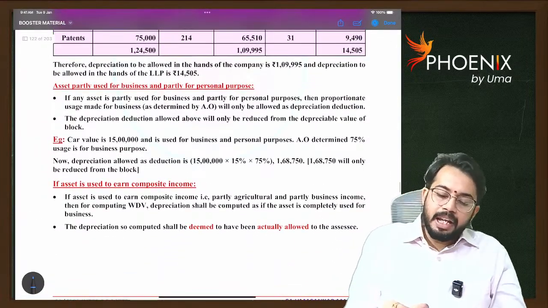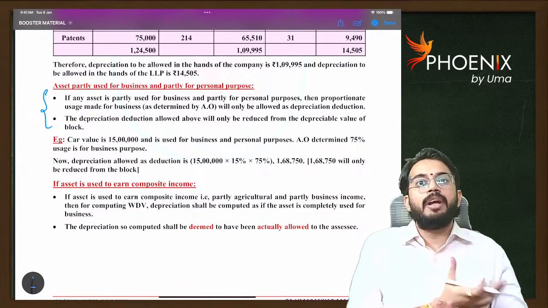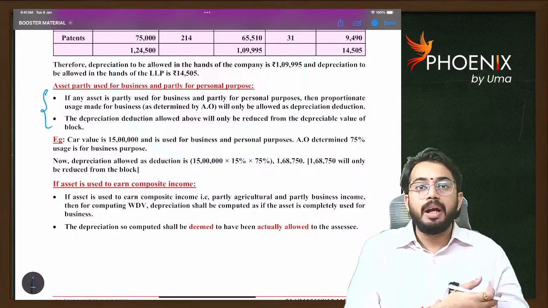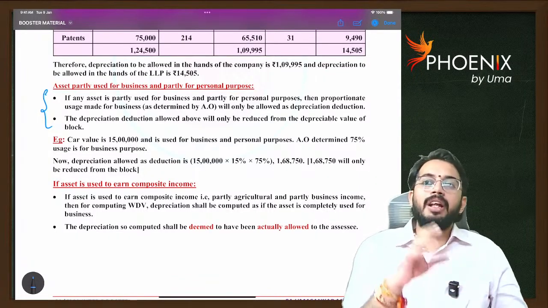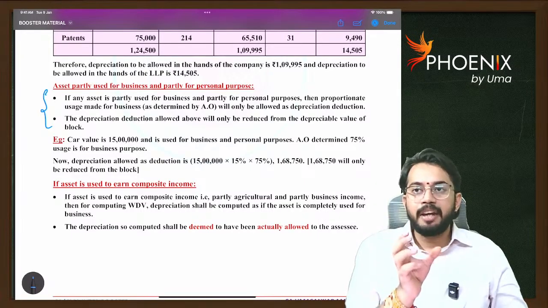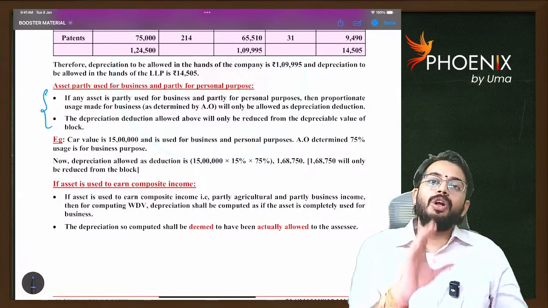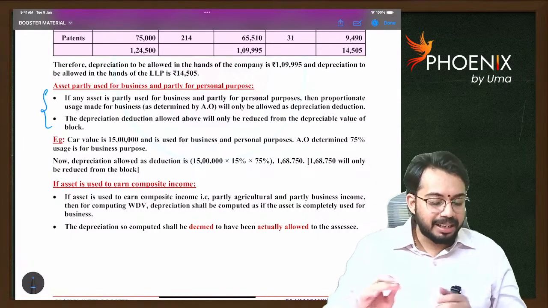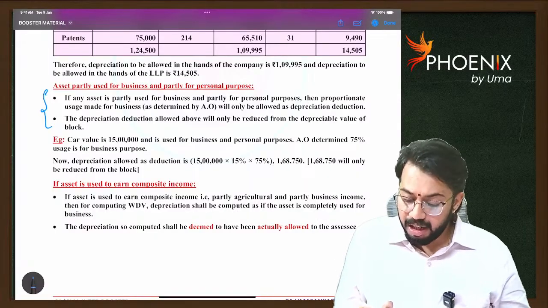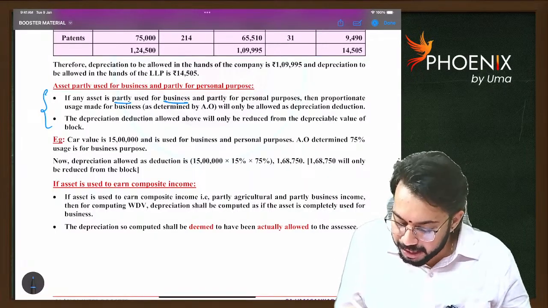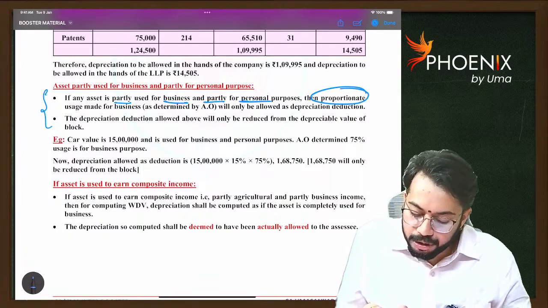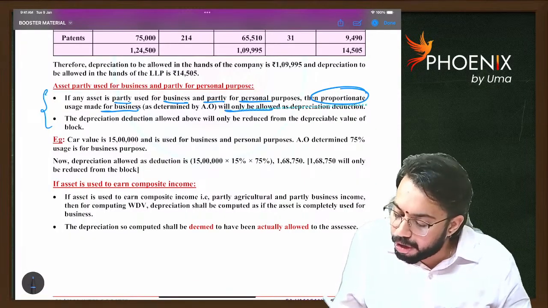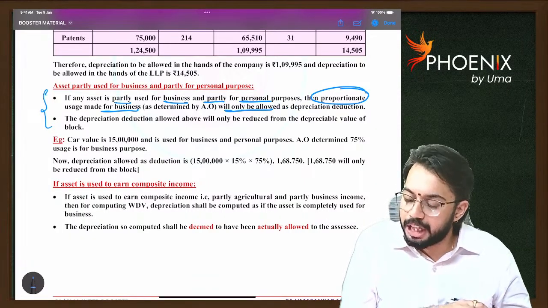Next, if any asset is used partly for business purpose and partly for personal purpose, then what will we do? Whatever the depreciation that is there for business purpose, only that depreciation is allowed as deduction. So if any asset is partly used for business and partly for personal purpose, then proportionate usage made for business will only be allowed as depreciation deduction.